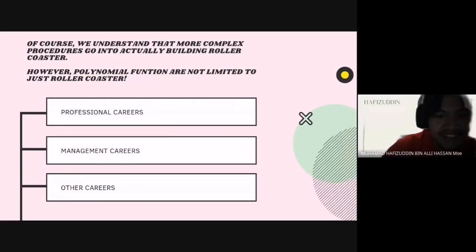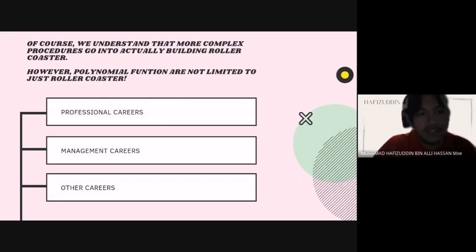Thank you, Alia. So, of course, we understand that a more complex procedure goes into actually building a roller coaster. However, polynomial functions are not limited to just roller coasters. They are also related to some careers in our life. So, the first example is professional careers.